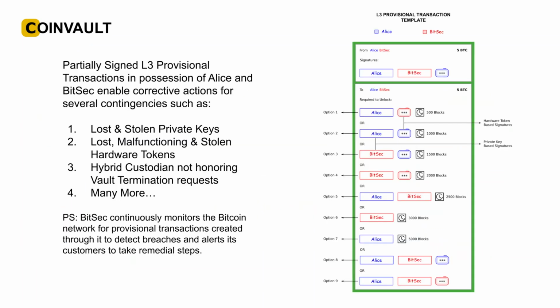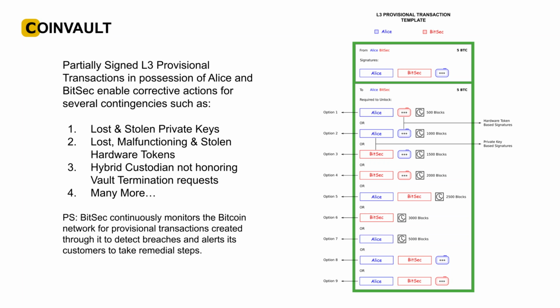Now even these L3 provisional transactions, once confirmed, can be spent in several ways, and these options become available based on how much time has elapsed since the L3 provisional transaction was confirmed in a block on the underlying Bitcoin blockchain. For example, you can spend from an L3 provisional transaction as soon as it is confirmed, using option 8, and signatures generated using Alice's private key, Alice's hardware token, and BitSec's private key. This option requires Alice and BitSec to cooperate and transfer funds from the provisional transaction.